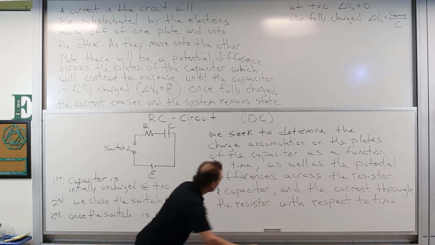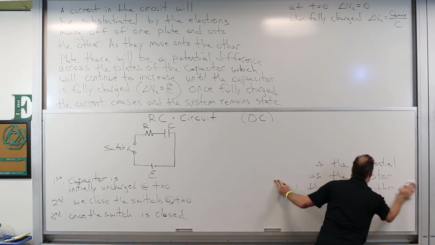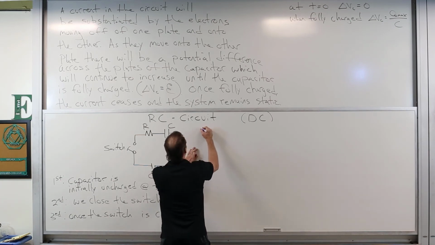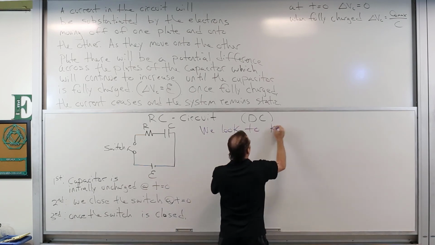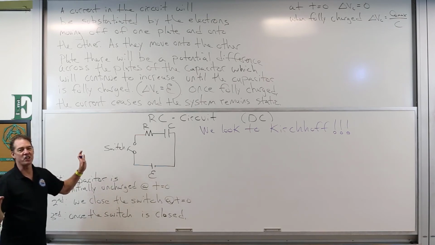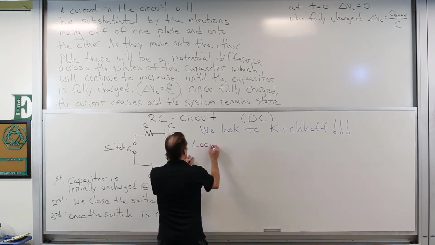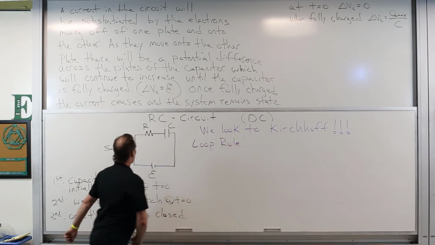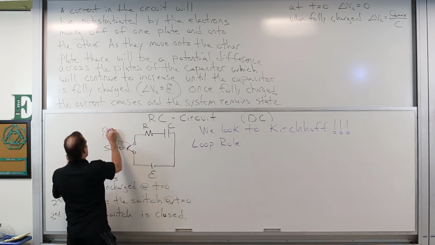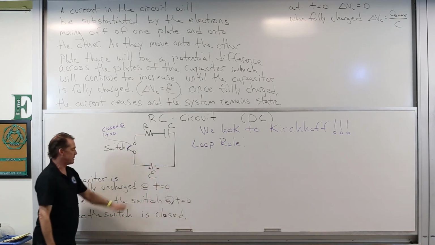I'm going to erase this part so we can work on this circuit here and employ some Kirchhoff. Well, there's no junction in this, right? No junction, so no junction rule. That just leaves us with one thing, a loop rule. This is a single loop circuit. So let us make some notions here. We close the switch, closed at t is equal to 0. And what's going to happen? Well, that's the plus side and that's the minus side of the source potential.